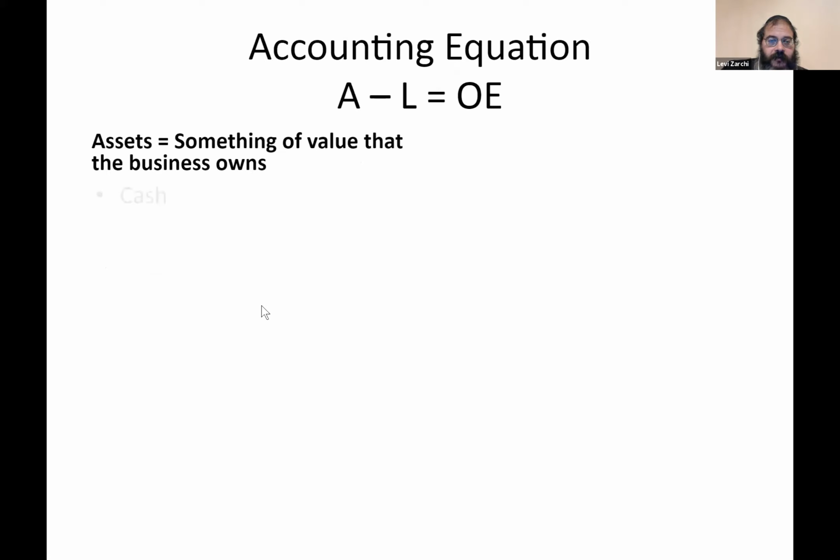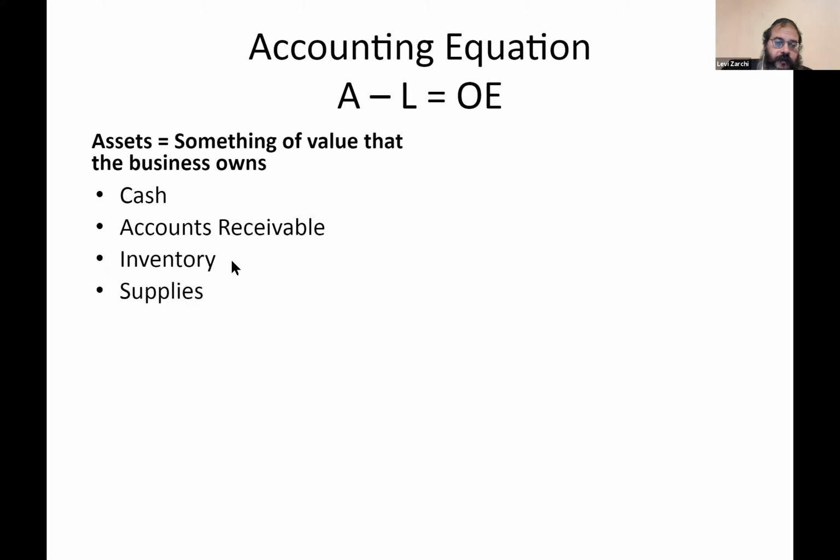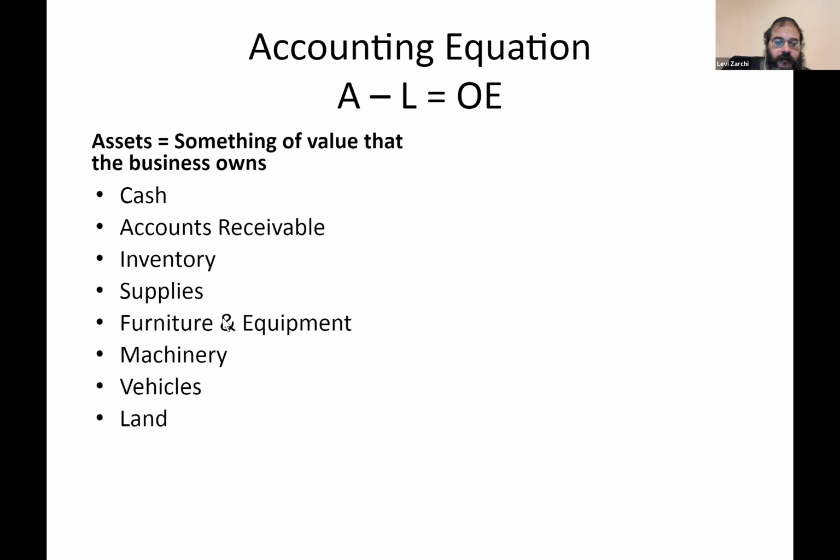So an asset is something of value which a business owns. You can have cash, accounts receivable, or inventory. Inventory is things which you want to resell. Supplies have a value until they're used. You buy 10 cases of paper, so the company didn't spend all the money yet. It has transferred the cash into an item of value called supplies. You can buy furniture, equipment, machinery, vehicles, and land. These are all things which a company has.